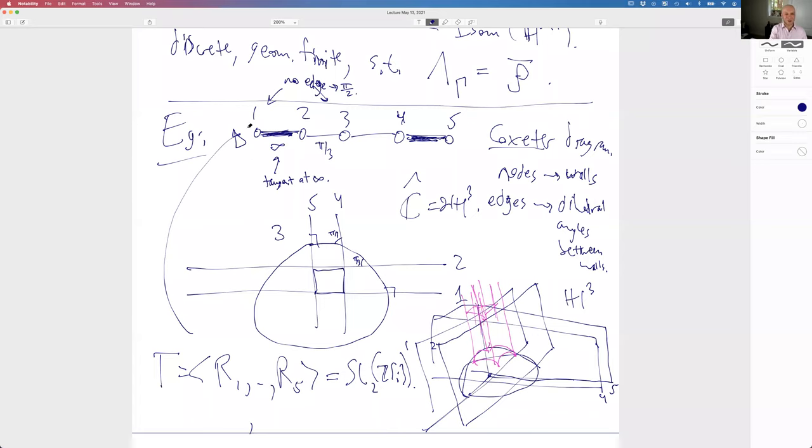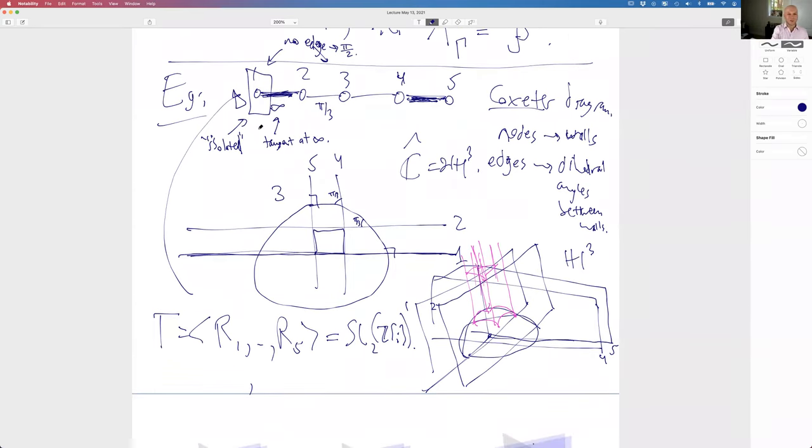And here's the key observation: wall 1 is what we call isolated. This is isolated, which means it doesn't intersect any other walls except orthogonally or at infinity. And so the yoga is, if you have an isolated wall, so let me call this gamma tilde, let's take the group generated by the other walls, the other walls being wall 2, 3, 4, and 5.